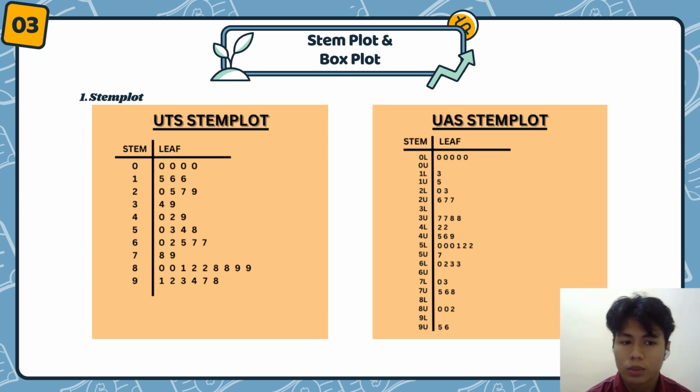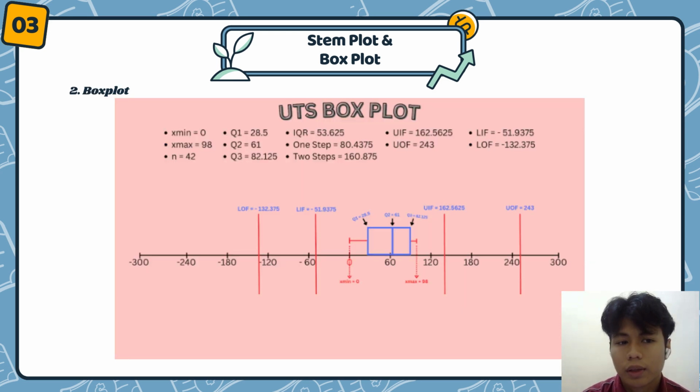The purpose of making a stem plot is making it easy to see the shape of the data and individual value. This is our calculation. After we sort the data one by one, it can be written like this. The midterm exam stem plot shows a left skew or negative skew distribution, while the final exam stem plot shows a symmetrical distribution. Next, what is a box plot?